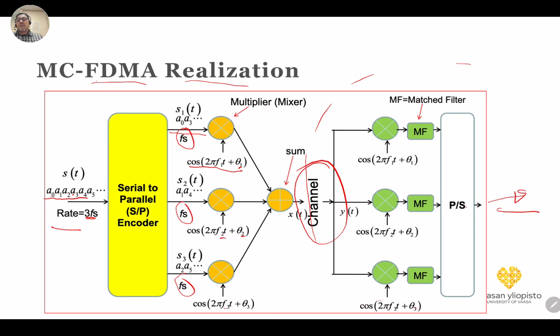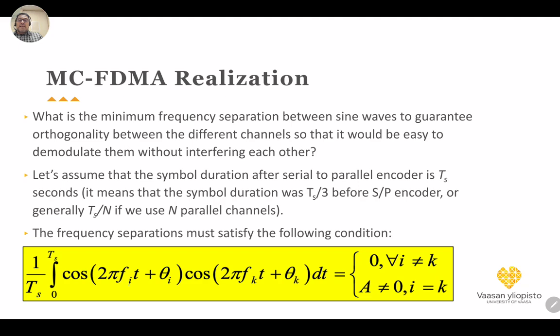Okay, so the question is, what are Fi and Fk, where i does not equal k, to make the multiplication equal to 0? Fi and Fk I design, I know those frequencies. Theta i and theta k are phases. They are introduced by each local oscillator, and I cannot control them. So those are out of my control. This is the difference in the phases between two different signals. Okay, and I want them to be 0.